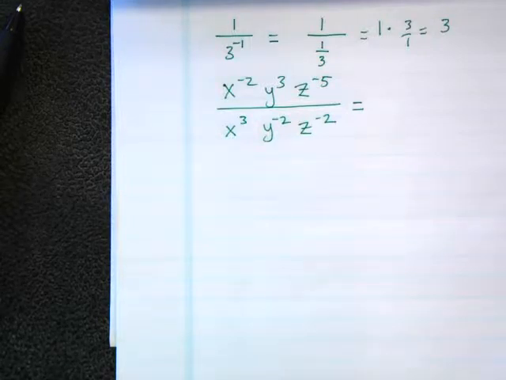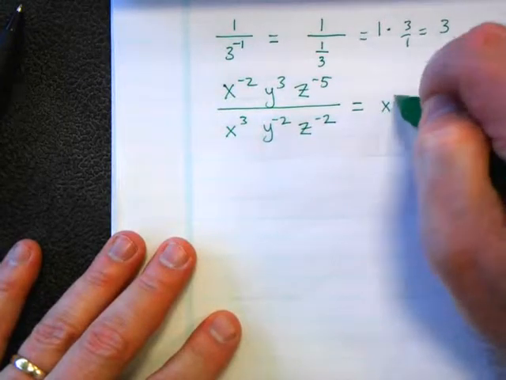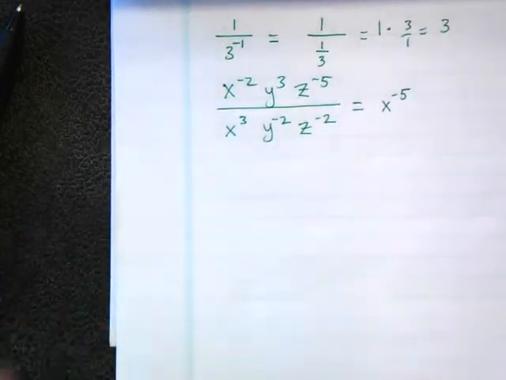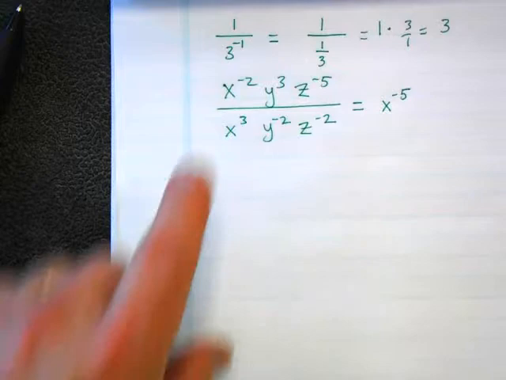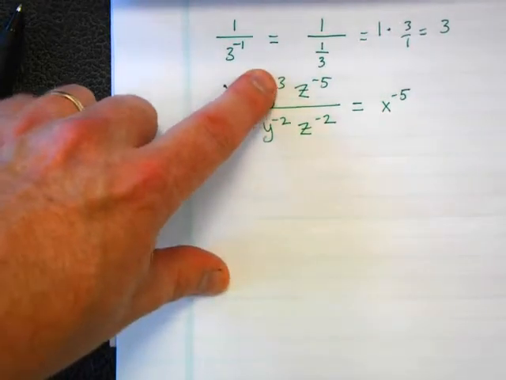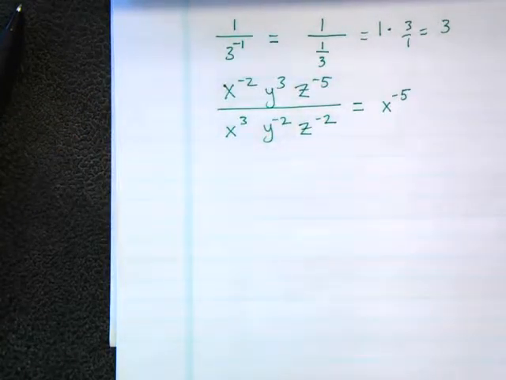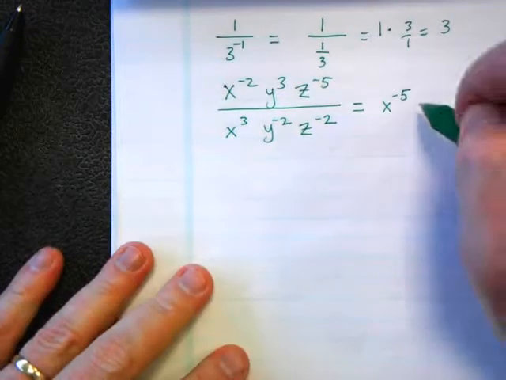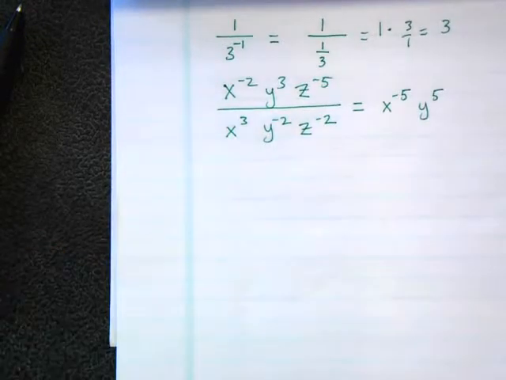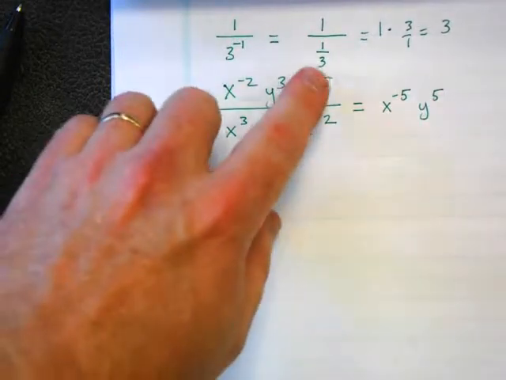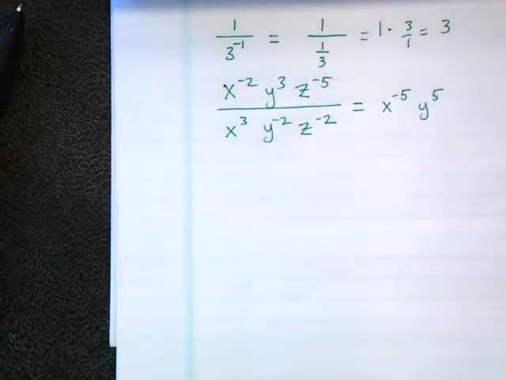Negative 2 minus 3 is negative 5. X to the negative 5. I go to my y's. I subtract. What's 3 minus negative 2? 5. That one's 5. Y to the 5. And finally the z's. Negative 5 minus negative 2. Negative 7? Nope. Negative 3.